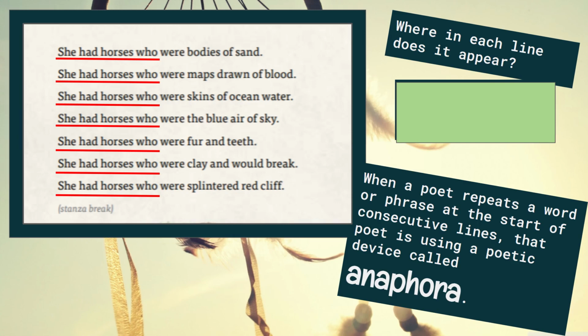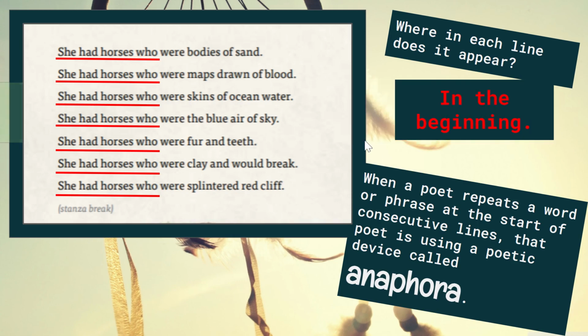So where are these phrases appearing? Well, you're thinking to yourself, at the beginning of the line. And that is correct, because that is the definition of anaphora. When a poet repeats a word or a phrase at the start of consecutive lines, that poet is using the poetic device anaphora. And that is exactly what our author is doing here.